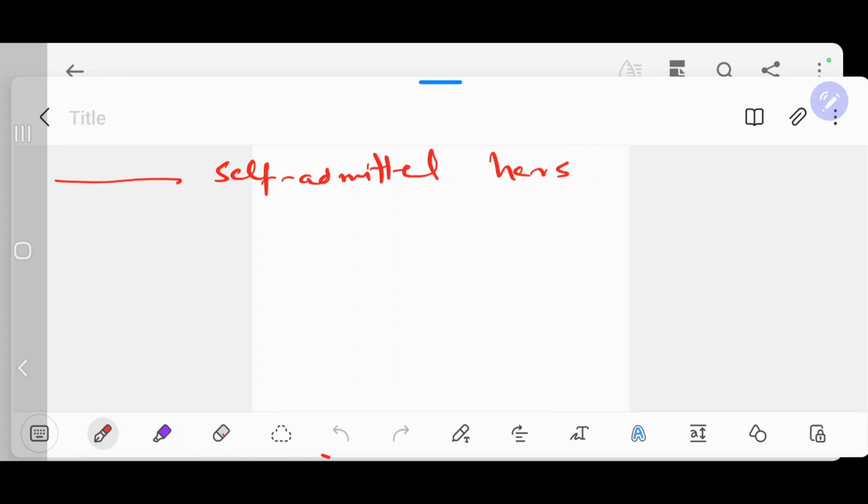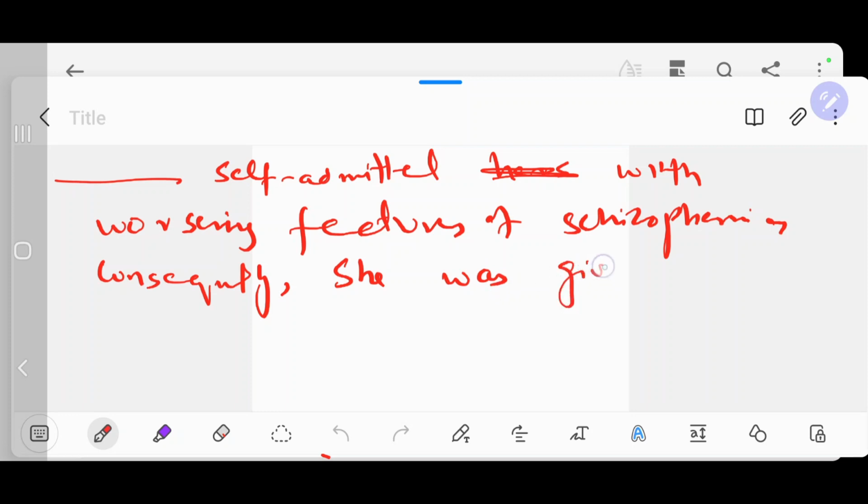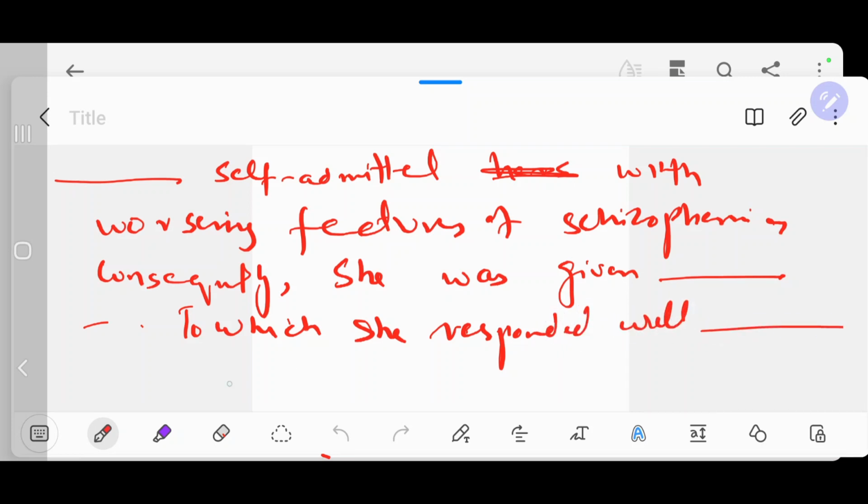Okay, not herself actually. Self-admitted with worsening features of schizophrenia. Consequently, she was given, let's say, risperidone, to which she responded well. And now you can write down the symptom like her auditory hallucination has improved and so on.